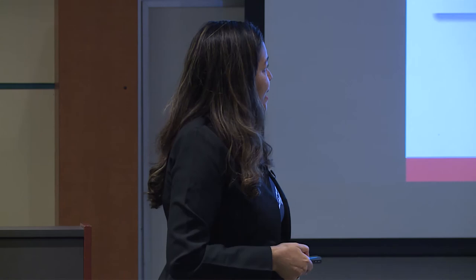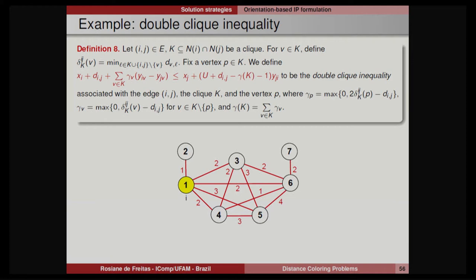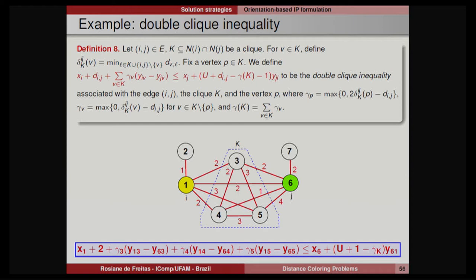For the double clique inequality, it's the same, but now we have two vertices, I and J. And if we have a clique shared by the two vertices, we can get another correlation for them. Okay? And we proved this.